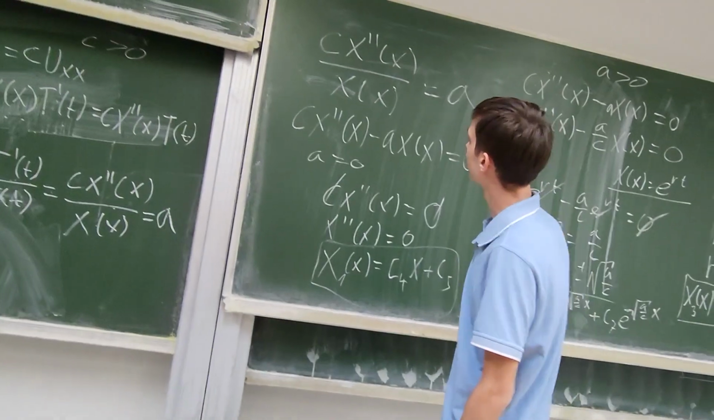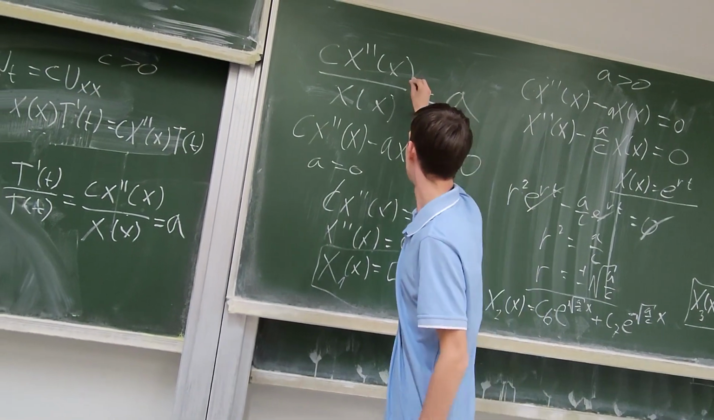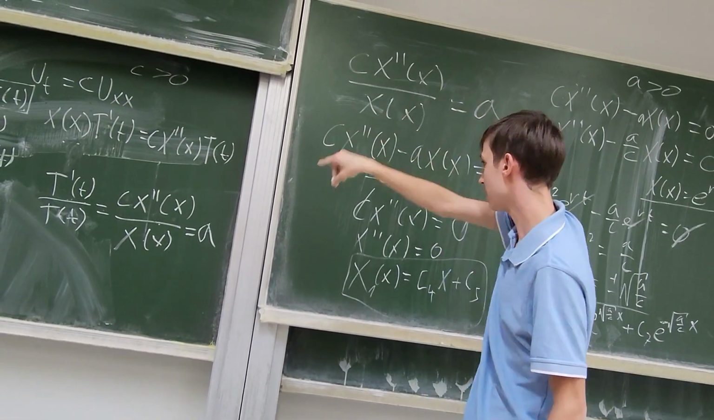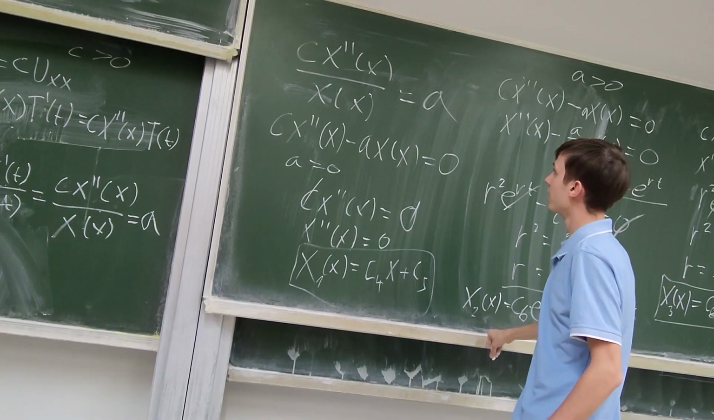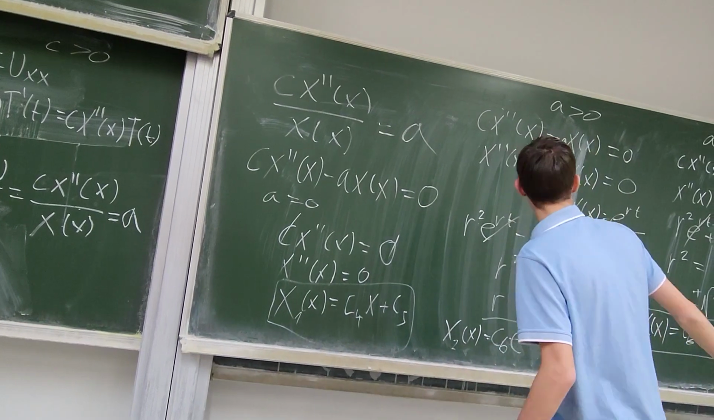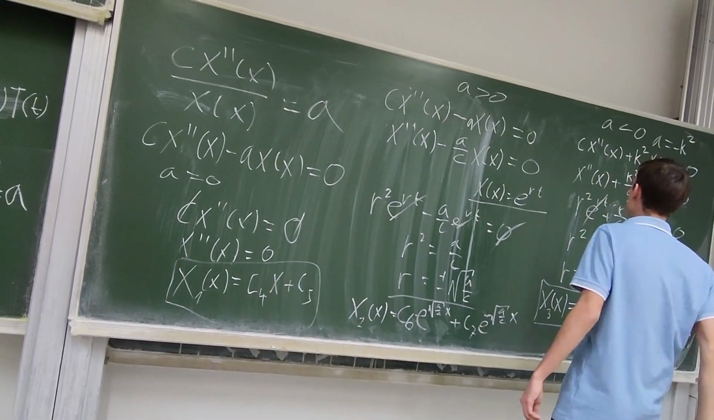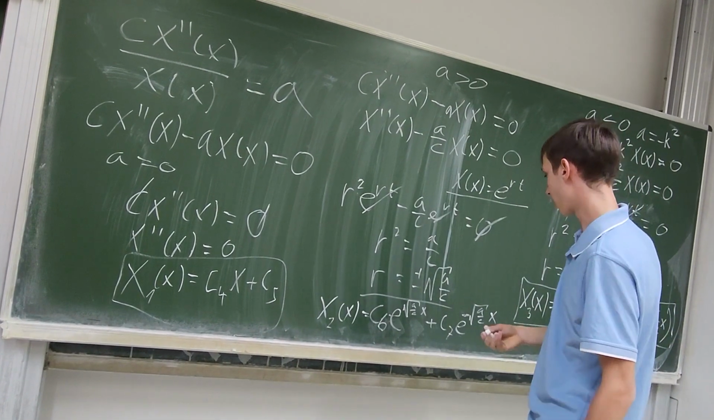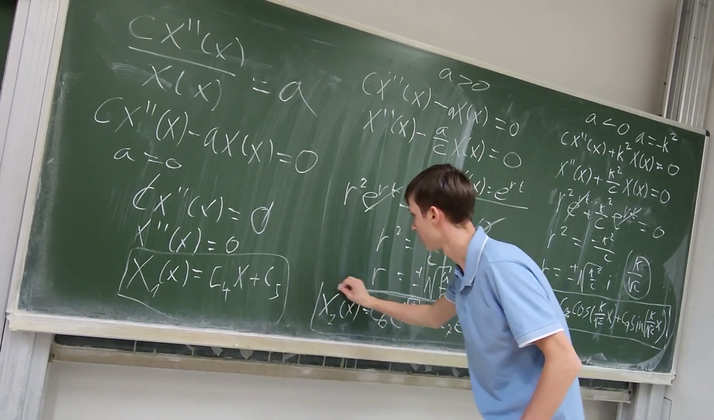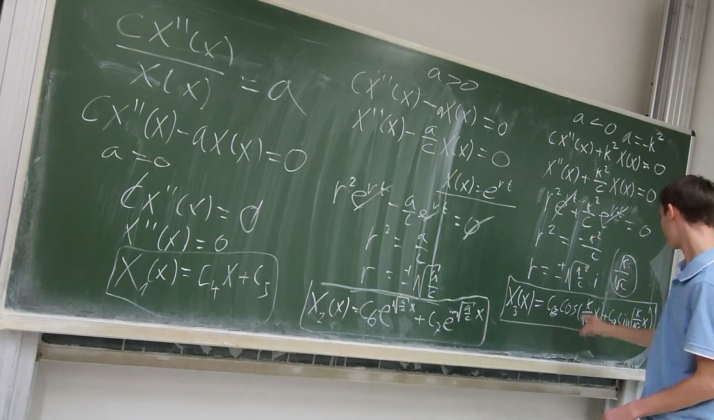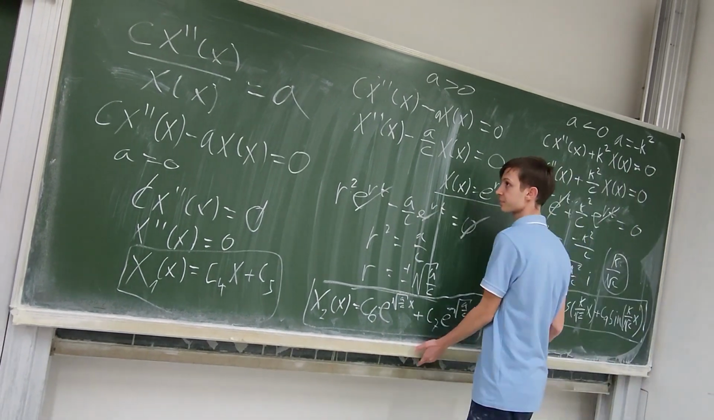And then we got that this is equal to a, as well as the t variant is equal to a. On this board we have the x variant. We've done it when a is equal to 0, when a is below 0, and when a is above 0. All of those cases have been considered. Alright, so we have X1, X2, and X3 right here, all the options.